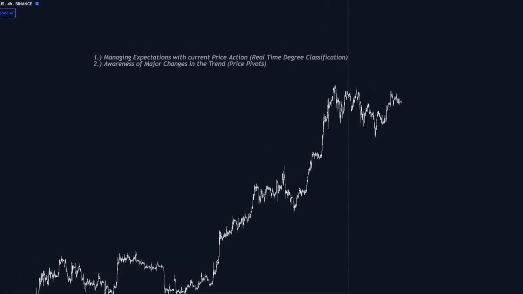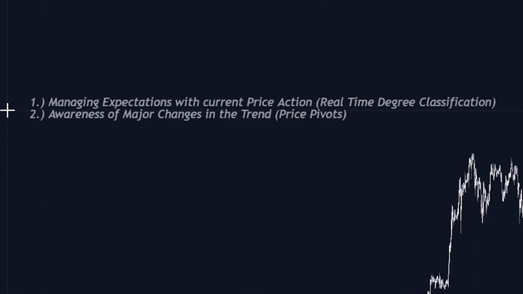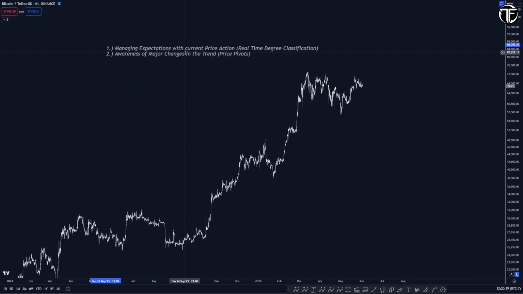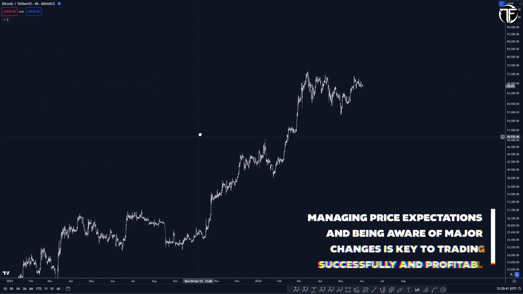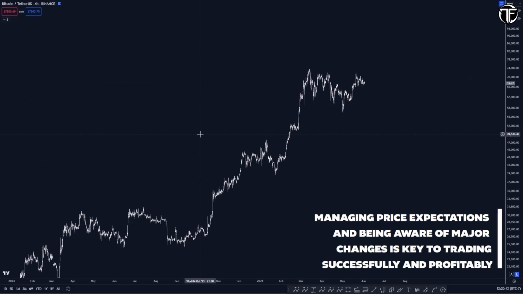Number one, it's to help manage expectations with current price action, meaning real-time degree classification. And number two, awareness of major changes in the trend, which means price pivots. So we're going to take a look at the first one, and then we'll dive into the second one shortly afterwards. So, managing expectations with current price action.